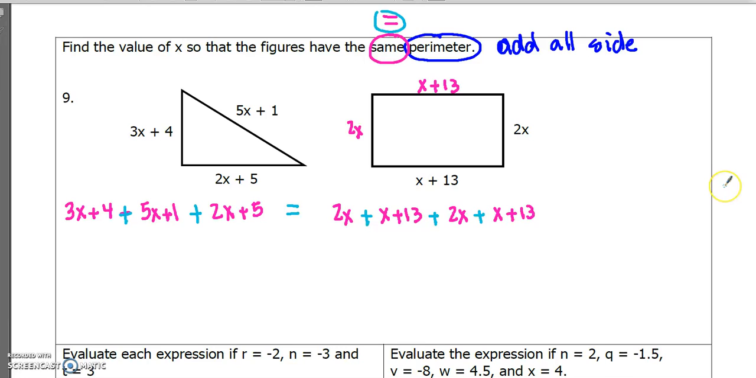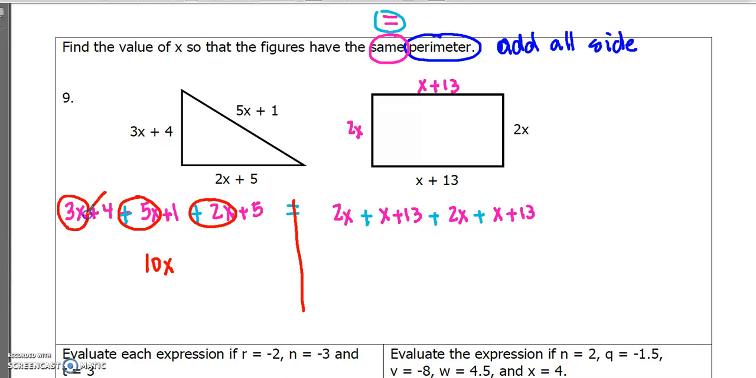So now at this point, we can just go ahead and do what we've been doing. Combine our like terms, etc. So over here, I have 3x. I've got 3x. I have a positive 5x. I have a positive 2x. All those are like terms, so 3 plus 5 is 8 plus 2 is 10, so that gives me 10x.